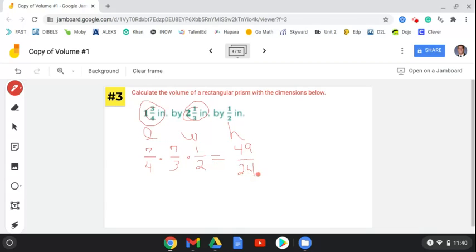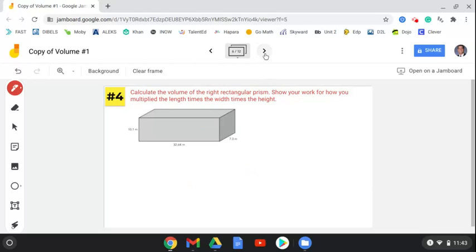Okay, so I get 49 over 24, which is improper. So let's make it mixed by dividing the top by the bottom. So 49 divided by 24. 24 goes into 49 twice because 2 times 24 is 48. I subtract and get a remainder of 1. So my mixed number is 2 and 1/24. And what's my label? This is inches what? Because volume is in cubic units, this is inches cubed. 2 and 1/24 inches cubed.